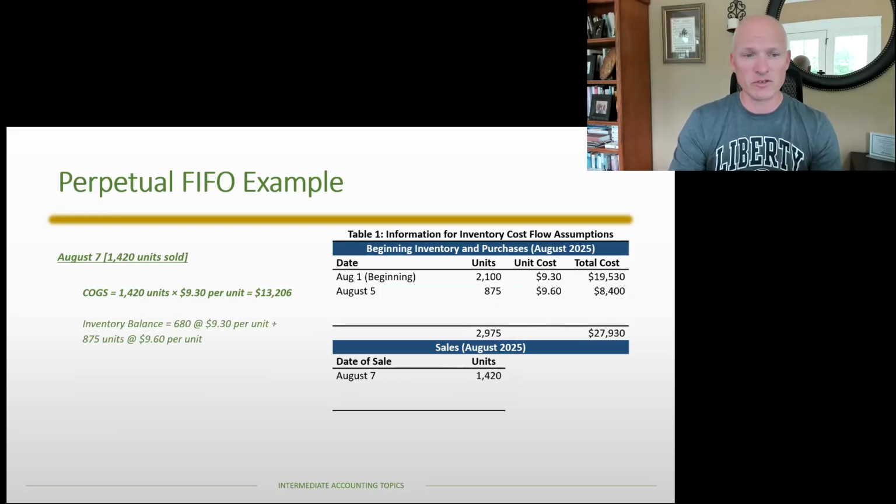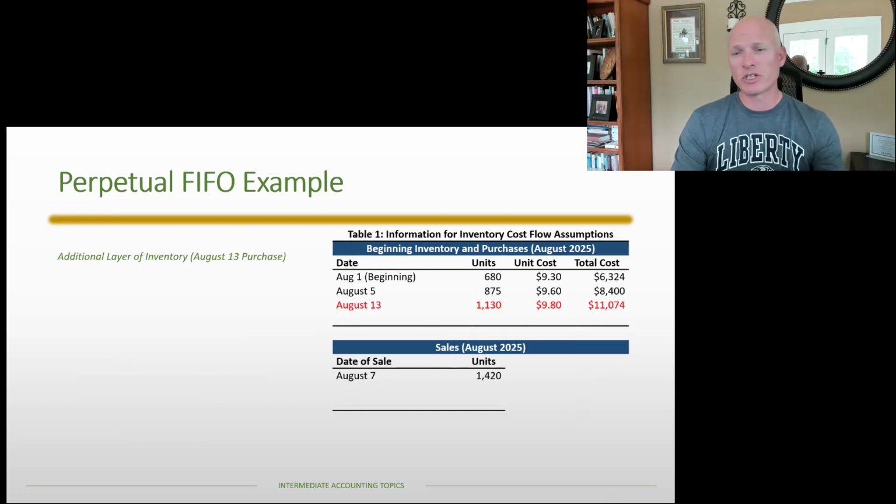There's some units from August 1st and all the units from August 5th. And so we would update our table at that point in time with the new number of units for August 1st. Of course, the new total cost, $14,724. This isn't being reported anywhere. We're just tracking it.